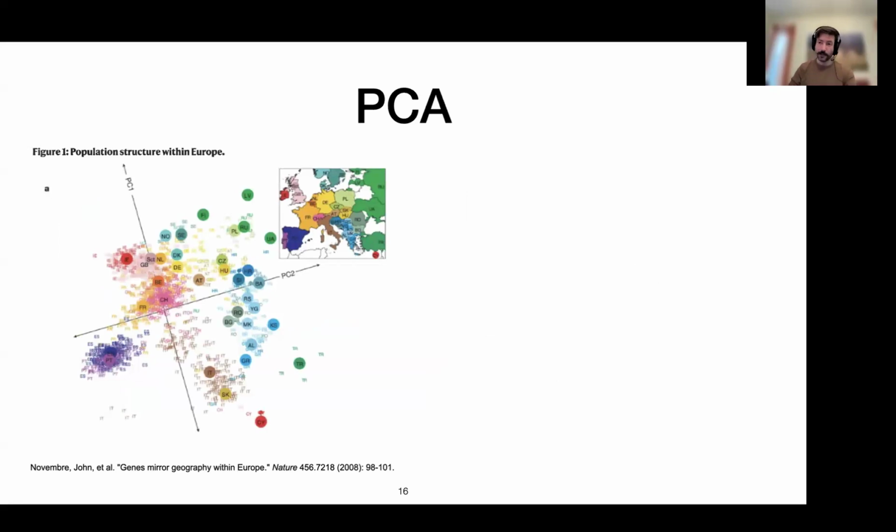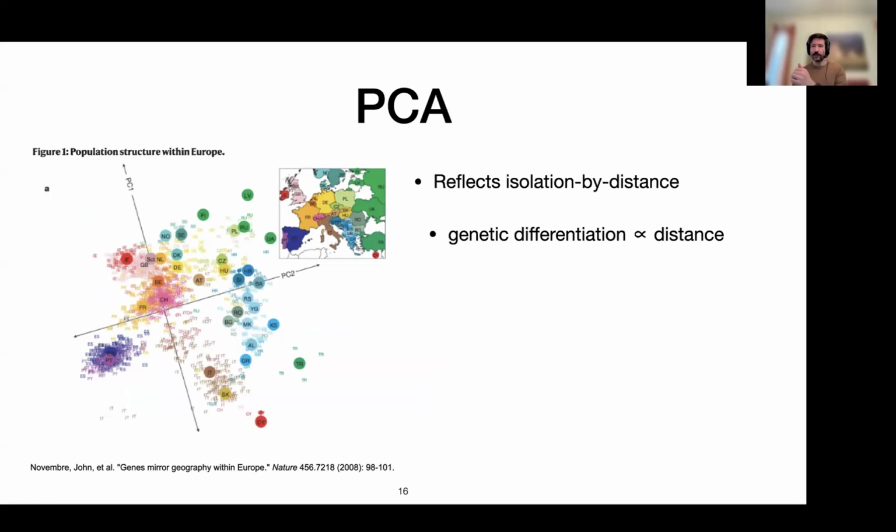There's a very famous figure in population genetics by John Novembre, and the idea is that principal components also reflect what's called isolation by distance, which means that genetic differentiation between populations in a lot of contexts is roughly proportional to the distance. In this case, he took the genetic data of a bunch of European individuals, carried out principal component analysis, and then overlaid them on a map of Europe and found that they actually correlated very strongly. So PCA is a fantastically useful tool in population genetics.